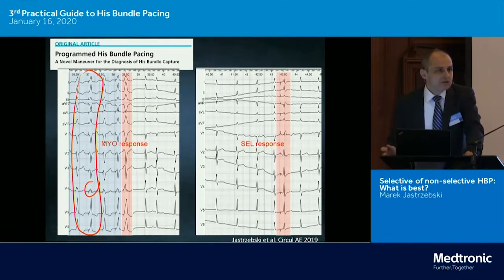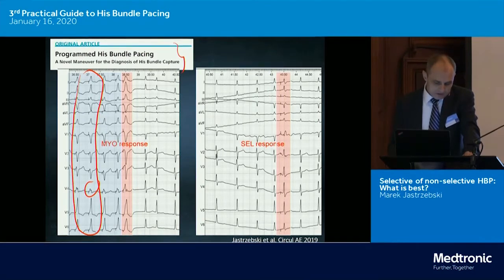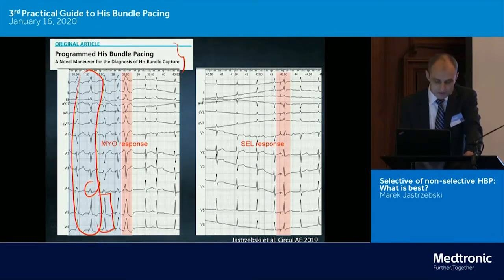You are not sure, did I capture His bundle? Should I prolong the procedure, or is that enough? Then you can use the programmed His bundle pacing method to really provide the answer. And this method is nice because it can actually provide you with the information why this QRS is the way it is, because you can visualize both components of this fused QRS.